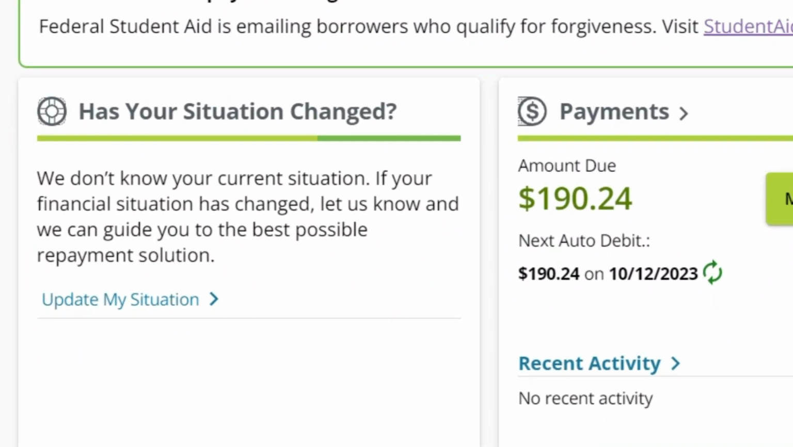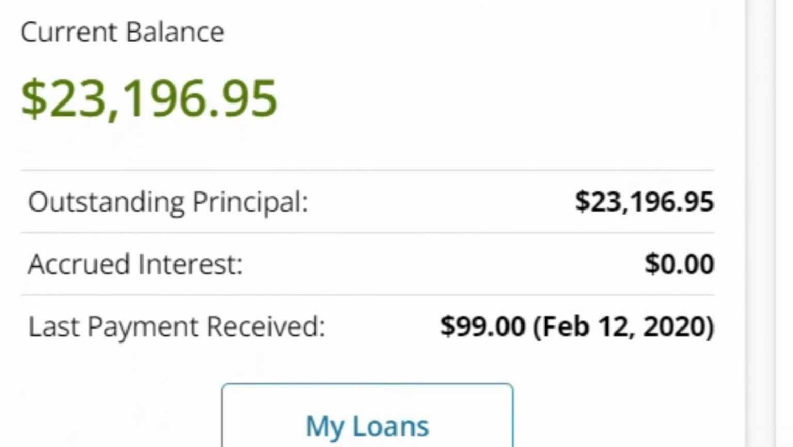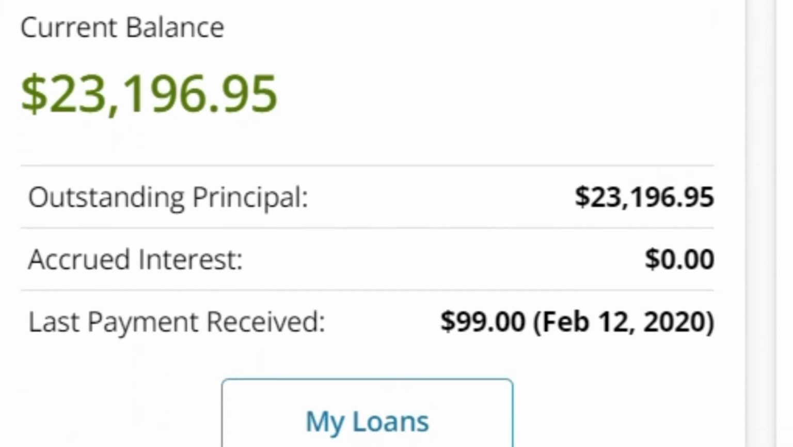So I have already logged in here. Looking at my accounts, you can see that my total loan balance is $23,196.95. I've made some payments while I was in college, so my total student loan amount is greater than that. I don't know how much it was, but let's just say it's like $25,000. It's probably more than that, but we'll just say it's $25,000.